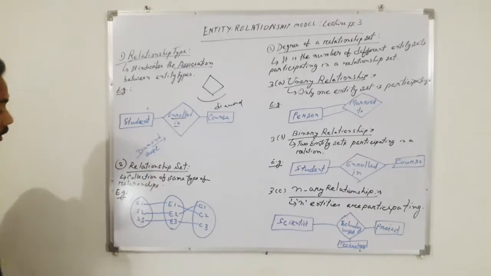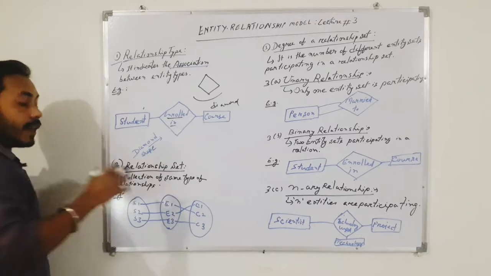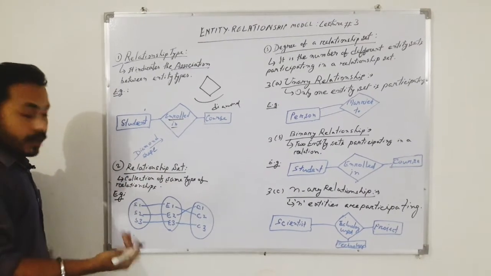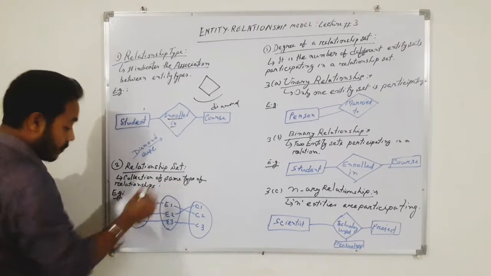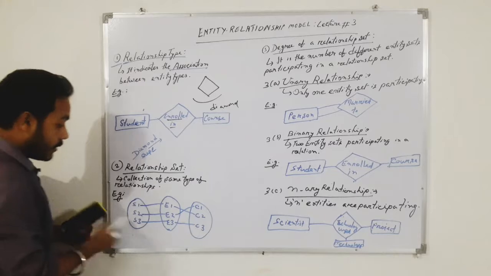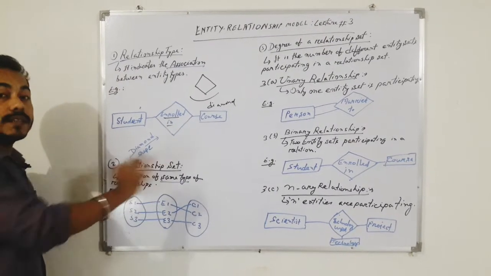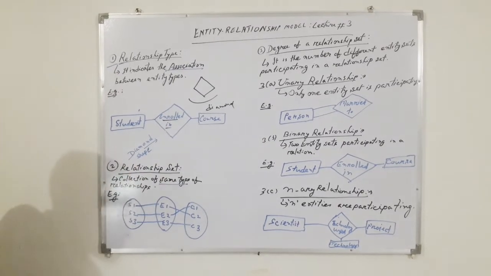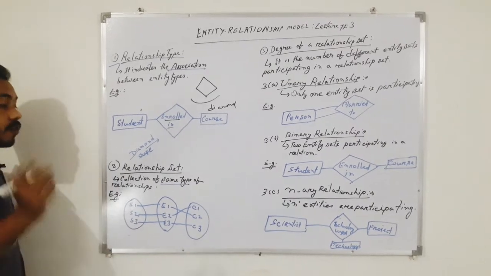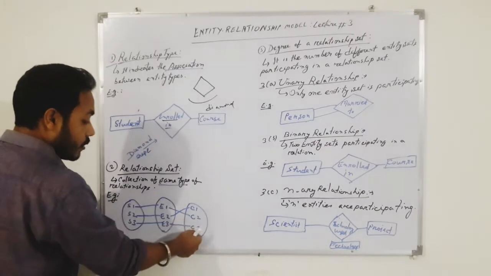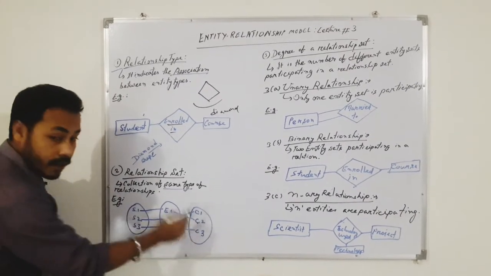Now the next thing is the relationship set. As I already told you, a set means a collection of different elements. Now it is very clear that a collection of the same type of relationships is the relationship set. As for example, say 3 students, S1, S2, S3, and 3 courses, C1, C2, C3. Say S1 has enrolled for C2.